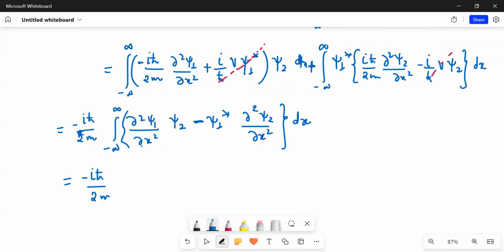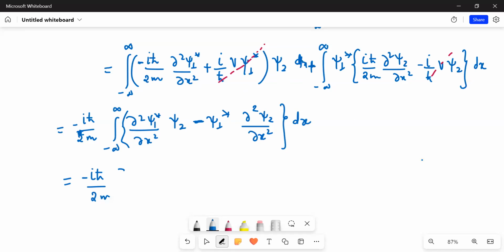So what I'm going to do is integrate this by parts. So first, if I'm integrating the second derivative, what is it going to yield me? It is going to yield me the first derivative. There is something wrong here, I think. This is psi 1 star, so psi 1 star should come. Okay, my mistake.